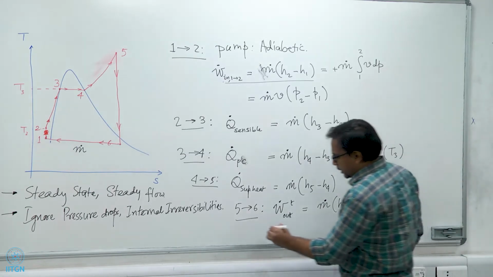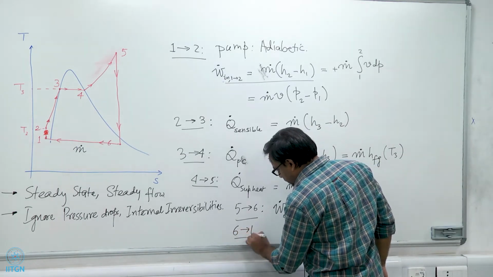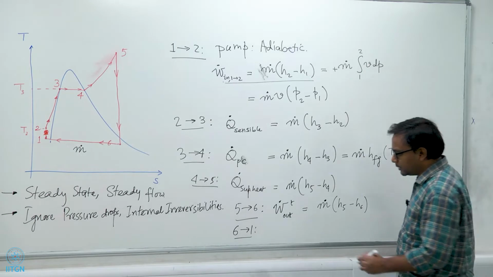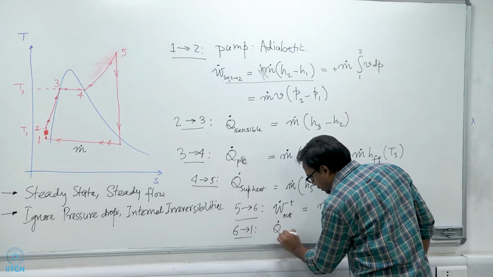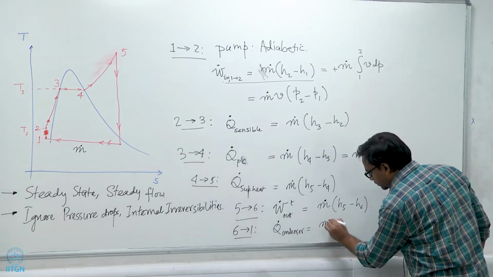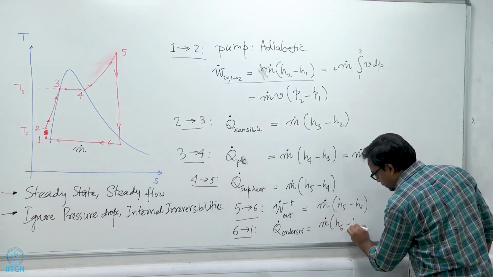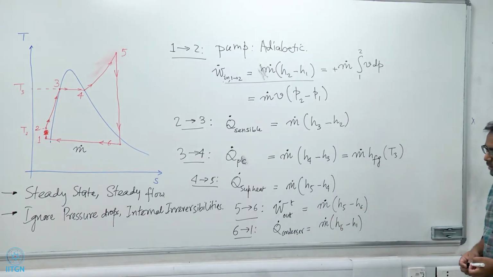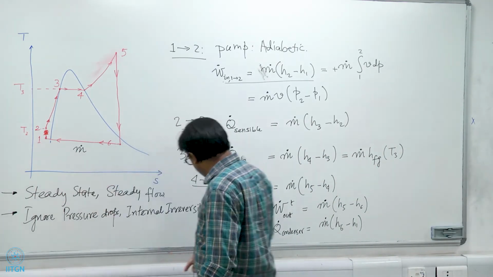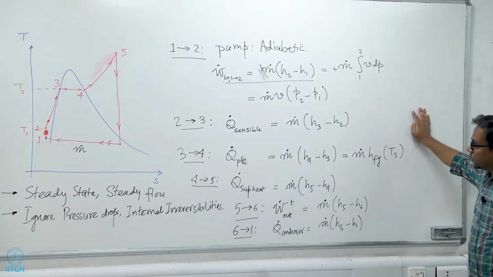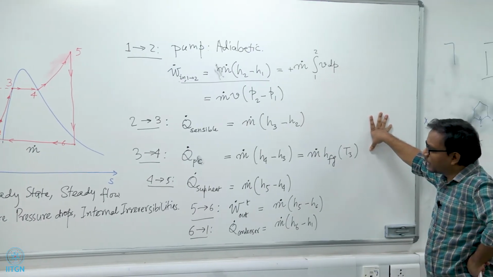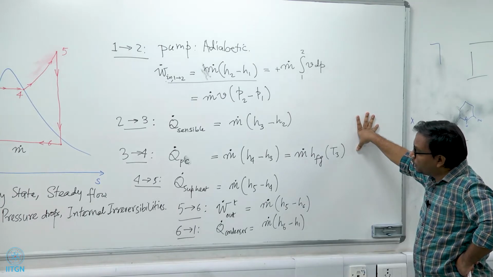And finally, 6 to 1 is heat rejection. Again there is no work output, just heat rejection to the surroundings, and this we will call Q dot condenser, equal to m dot times H 6 minus H 1. Again apply the first law to the condenser, that means between the states 6 and 1, and this is what you will find. So, this is a process wise description of the entire Rankine cycle. Let us try to quickly find out the efficiency.